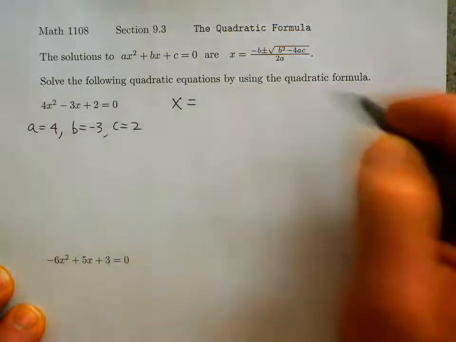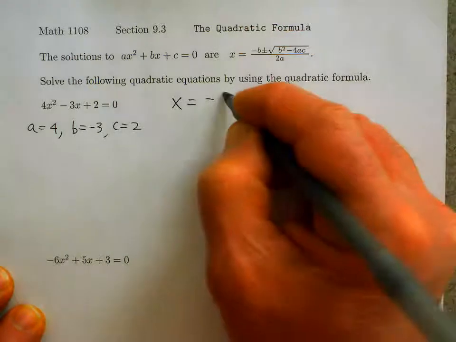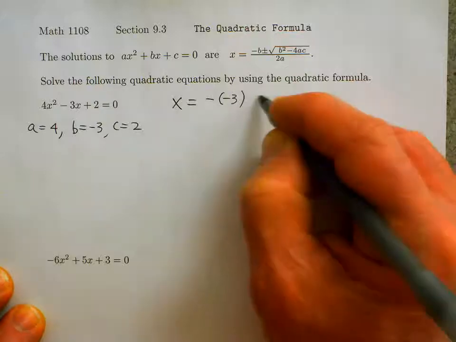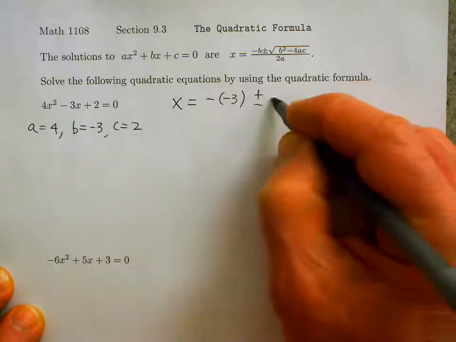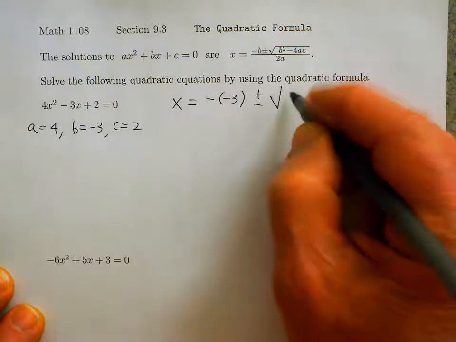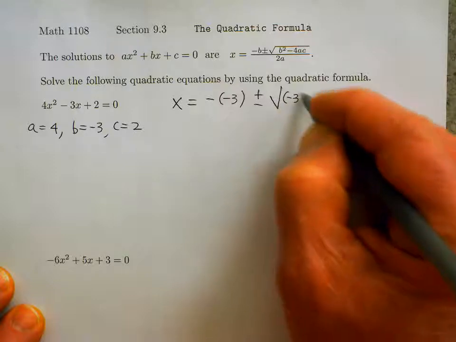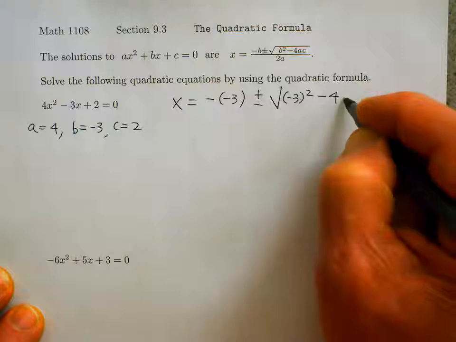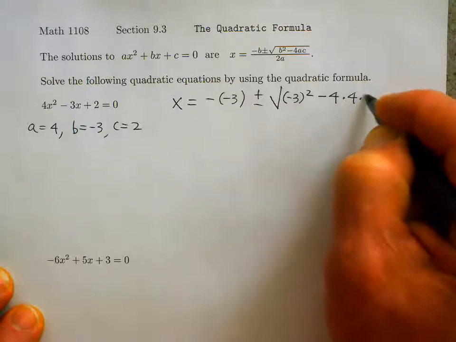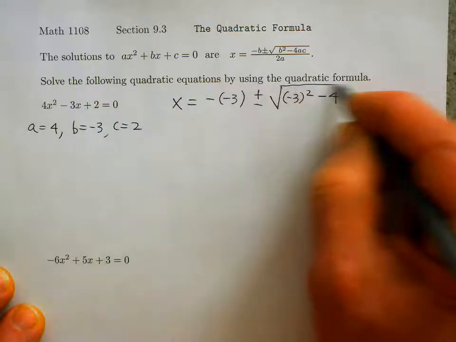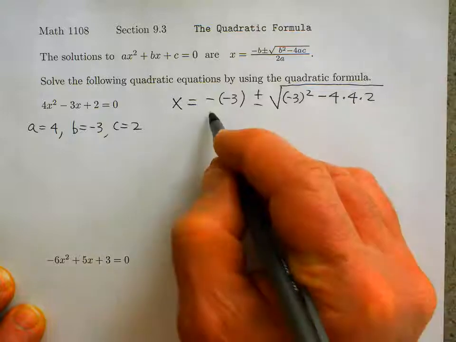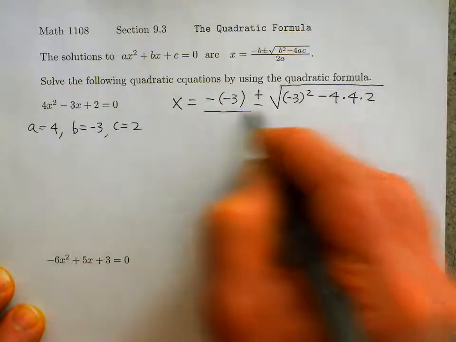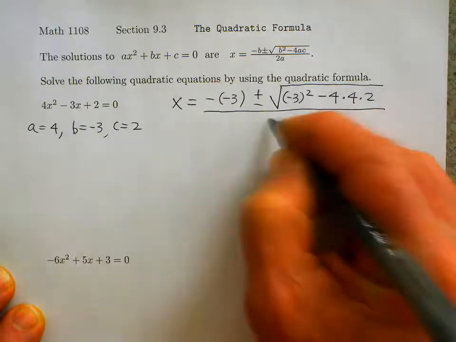So x equals the negative of -3 plus and minus the square root of the number -3 squared minus 4 times 4 times 2, all divided by 2 times 4.